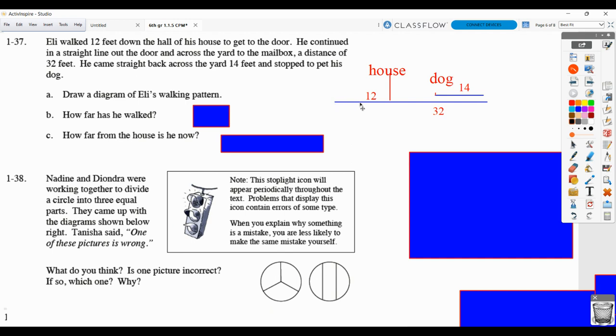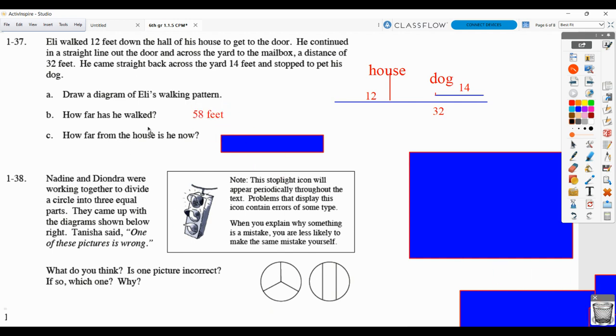So this is the hallway, 12 feet. Here's the edge of the house. This is the 32 feet to go to the mailbox across the yard. And then he's coming back another 14 feet and petting the dog. How far has he walked? Well, he's walked the 12 feet down the hallway. He's walked the 32 feet to the mailbox, and he's walked the 14 feet back.